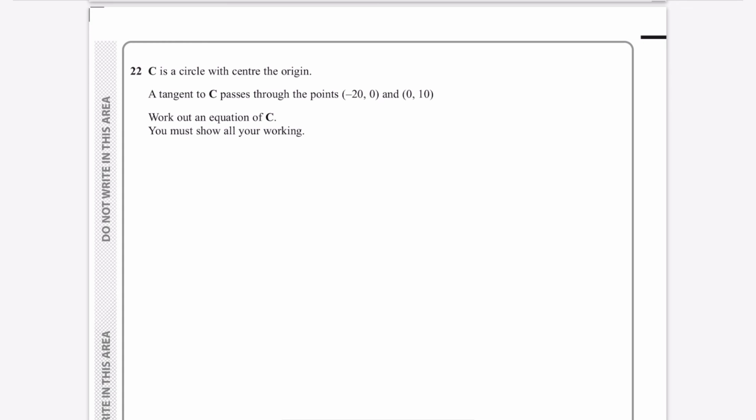Now, there's lots and lots of different ways to do this, but I'm going to just go with the way that I think makes sense to me. So they've told me that there is a tangent and it crosses at these two coordinates, minus 20, 0, which is going to be somewhere over here, and then 0, 10, which is somewhere over here. And this is going to be the tangent to the circle that goes through those 2 points. Now the circle has got the centre at the origin.